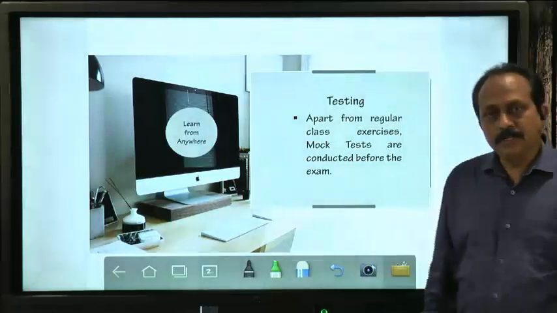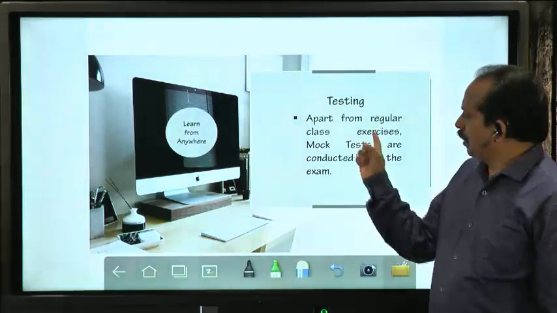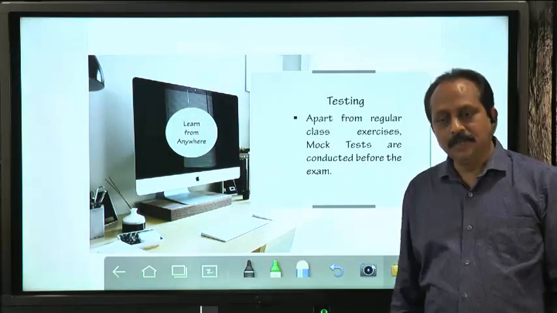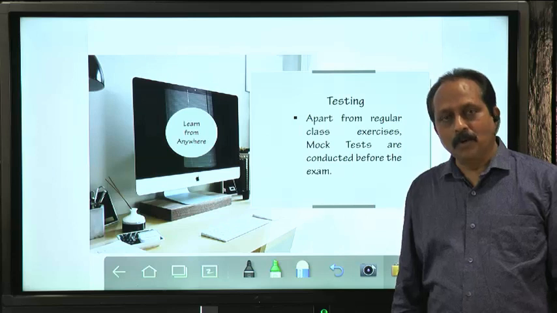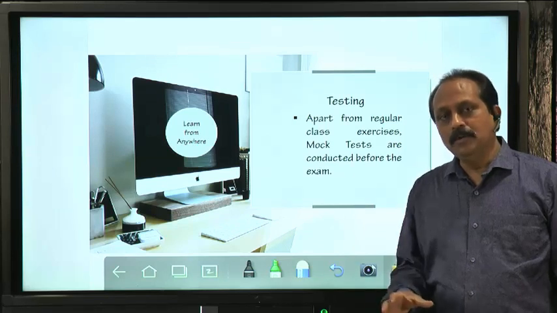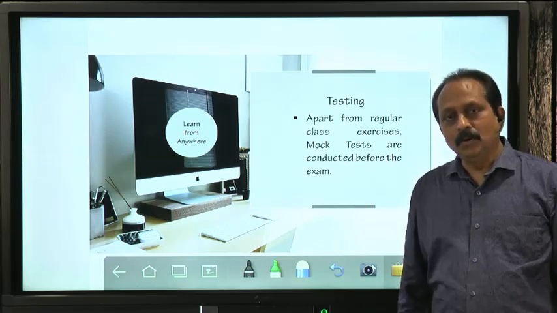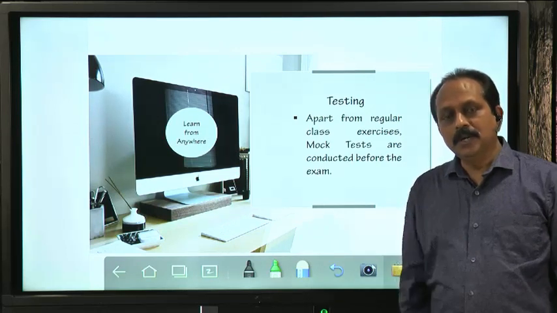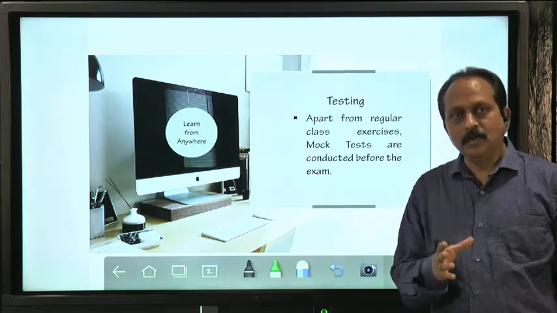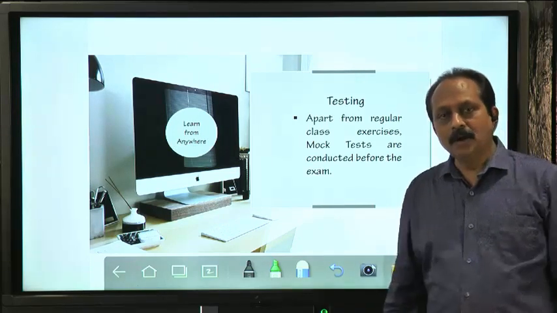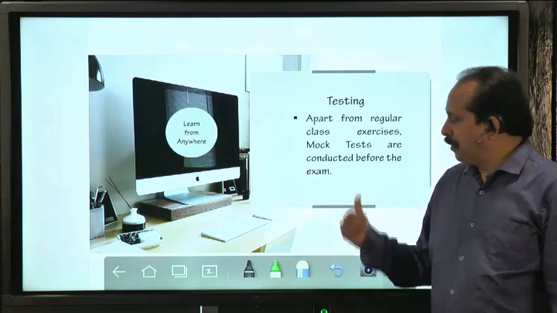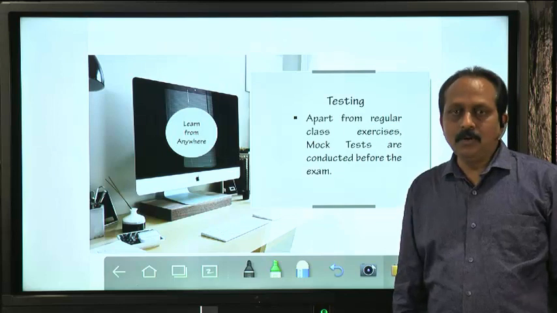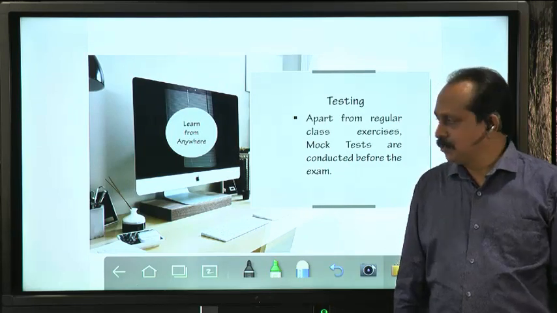Testing every topic. After teaching every topic, apart from regular class exercises, mock tests are conducted before the exam. For every topic we give about 40 or 50 questions based on previous years' papers and the importance of the rules. Once you practice those questions, to a great extent you understand how to answer the questions. And before the exam, we conduct the mock test, then you're ready for the exam. So this is all about the online course we are going to launch soon.